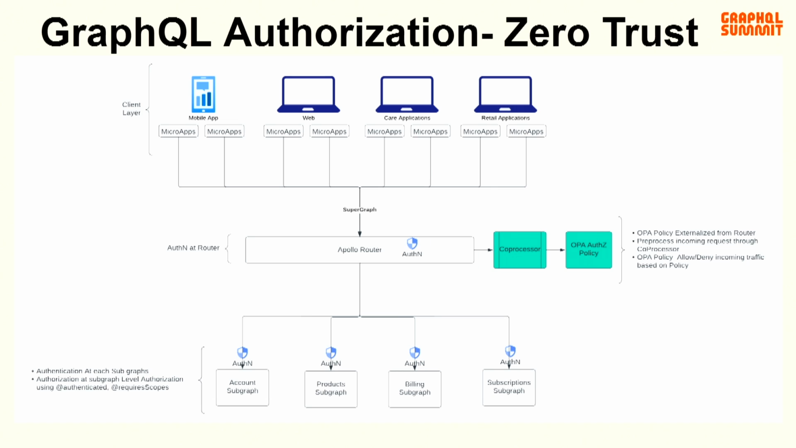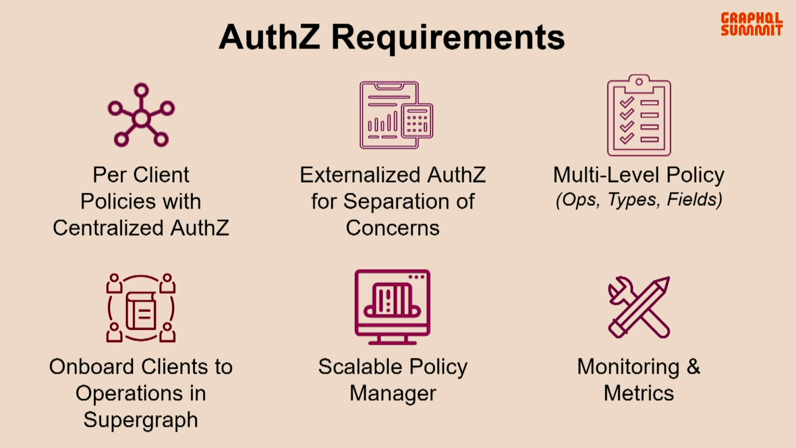So at T-Mobile, we had some very specific requirements that we were looking at for this policy manager. Let's look at those. So we wanted to set up a policy manager where we wanted to have policies configured per client in a centralized place, so that whenever a client needs access to this particular supergraph, we can set up policies and centralize it in a location so that it's easily configurable and manageable. We wanted to externalize this authorization from the code in such a way that any changes in the configuration do not require redeployments and all those operational overheads.